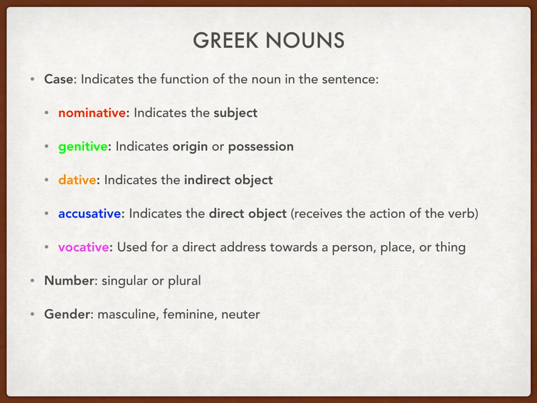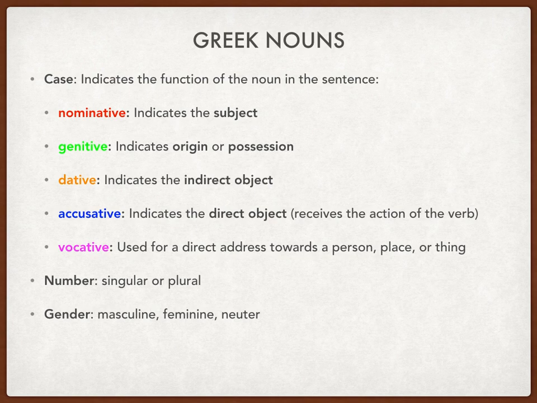sentence. So Greek has 5 cases. The nominative, which we saw with a word like ho dikaiopolis, indicates that that word is the subject of the sentence. It's performing the action of the verb. The genitive, which we haven't seen yet, indicates origin or possession. It's usually translated with the phrase of in English, of that person, of that place.